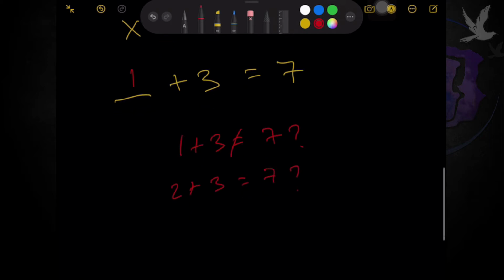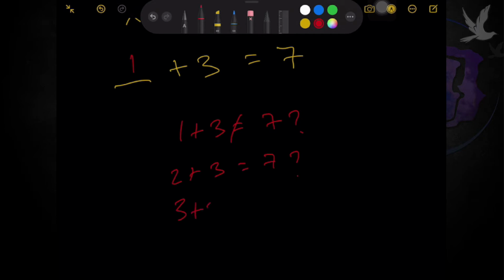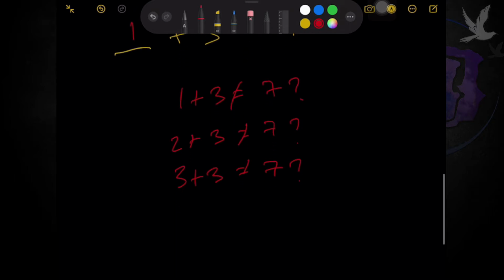Is 2 plus 3 equals 7? 2 plus 3 is 5. So, hindi pwede. Is 3 plus 3 equals 7? No, it is not. 3 plus 3 is 6. And finally, 4 plus 3 equals 7. So, correct na yan in this case. So, this is the logical way of solving it, no? Logic lang talaga eh. Basic lang siya. Ganyan na talaga yan siya.